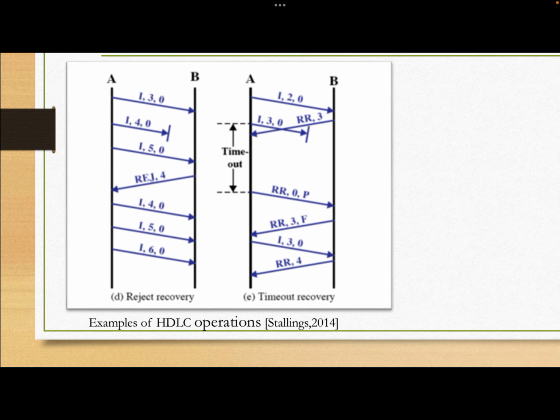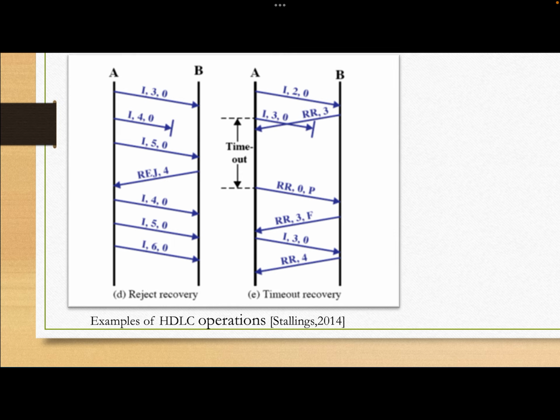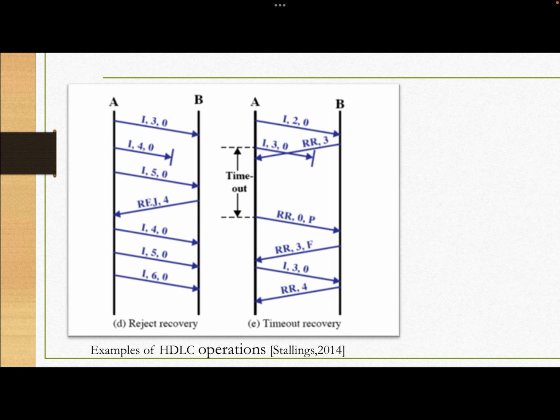Recovery means that if you have something wrong with the transmission and you want to recover the transmission, what can you do? I have 2 examples here, reject recovery and timeout recovery. For reject recovery, since you can see reject here, it means it's go back N, using go back N ARQ.